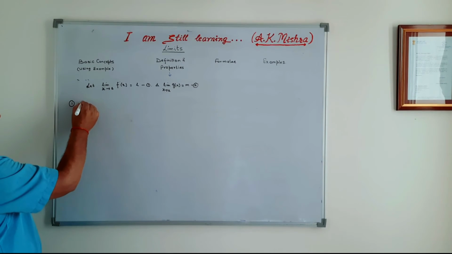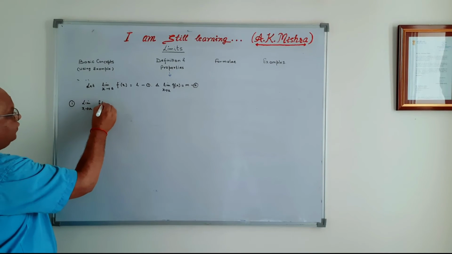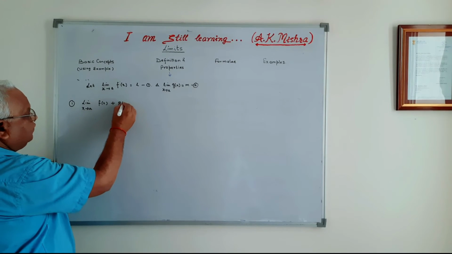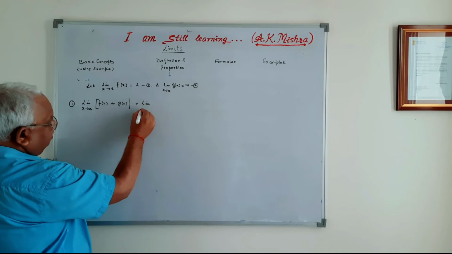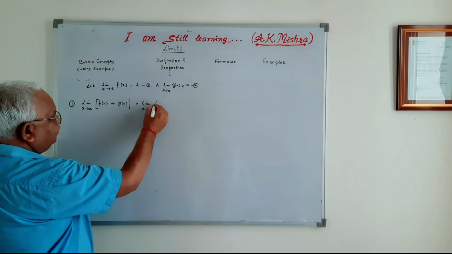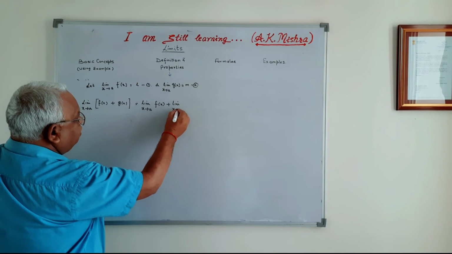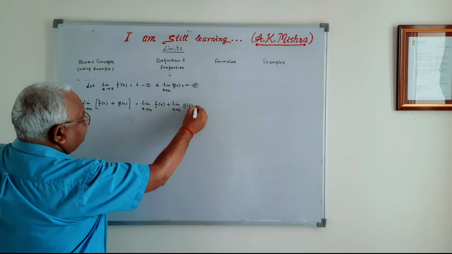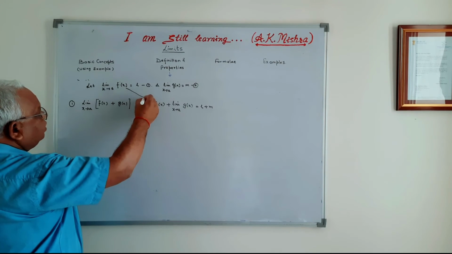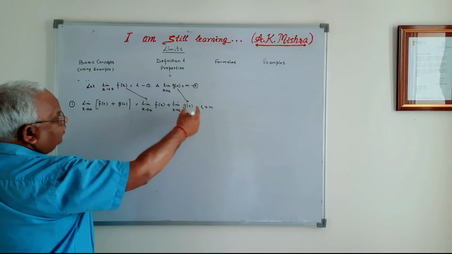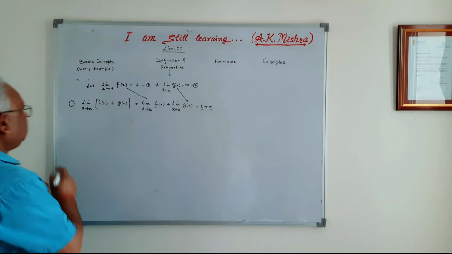Number 1, limit x tending to a of f(x) plus g(x) can be written as, you'll be using this while doing the questions, limit x tending to a f(x) plus limit x tending to a g(x), which can be written as L plus m. If you know the limit of f(x) and the limit of g(x), you just put the values, find out the limit, put in this expression and get the answer.